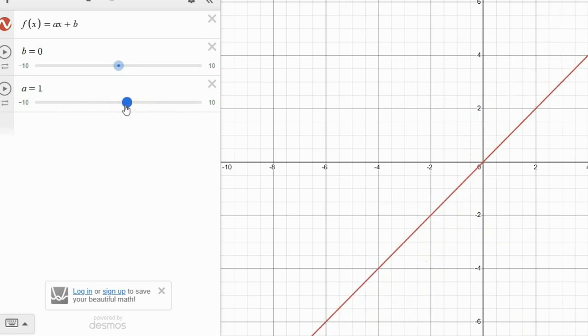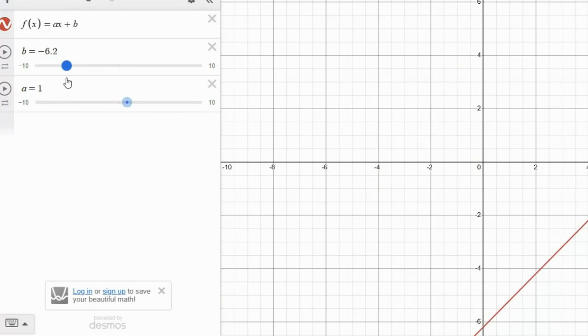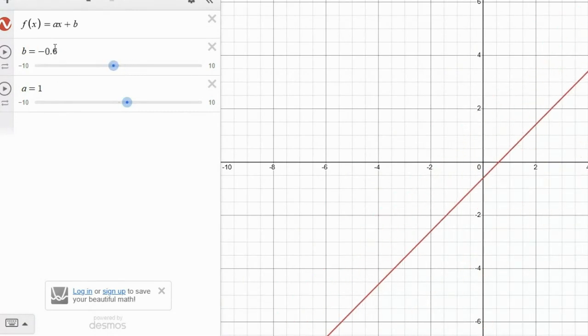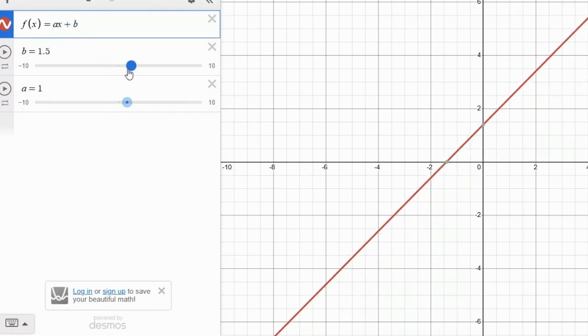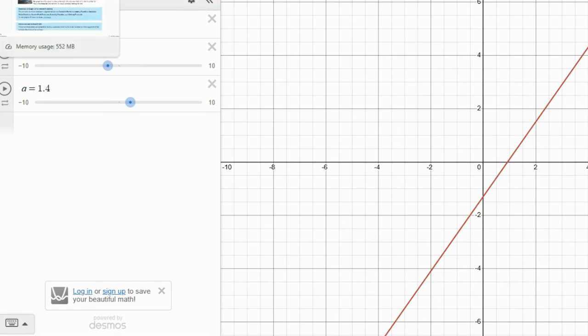If we go back to the basic graph and I change the b, that just changes where it crosses the y-axis, right? So it's easy to visualize what the graph looks like with the mx plus b formula, knowing that the b will affect where it crosses the y-axis and the a will affect the steepness of the graph. Those are just transformations from the basic y equals x.